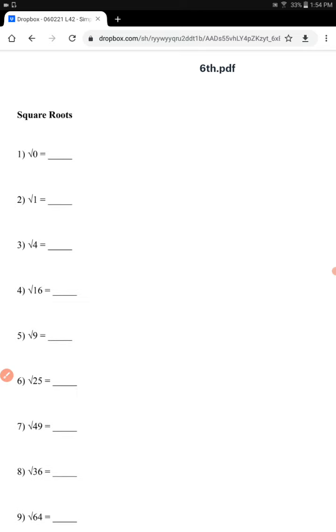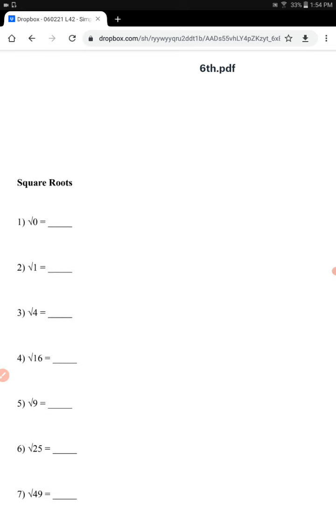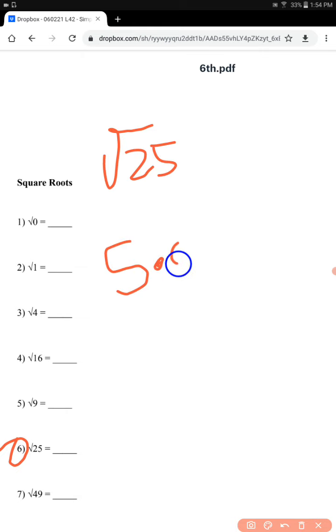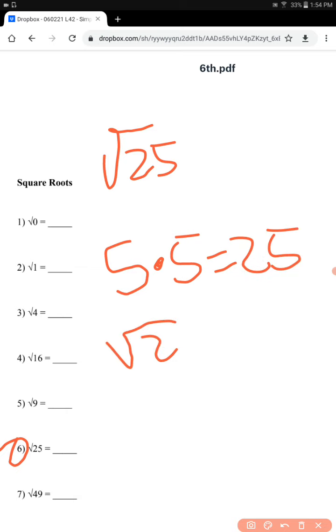And then, square roots. So number 6 right here, 25. Square root of 25. So 5 times 5 equals 25. Therefore, the square root of 25 equals 5.